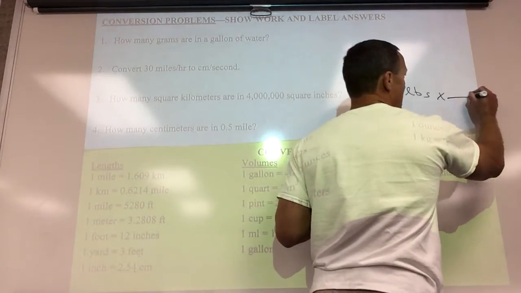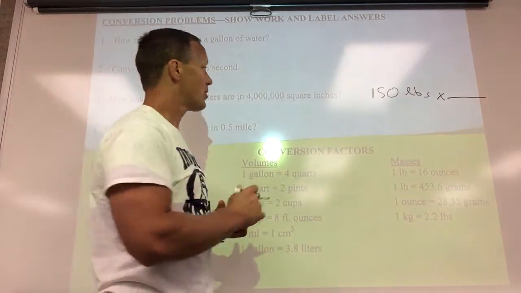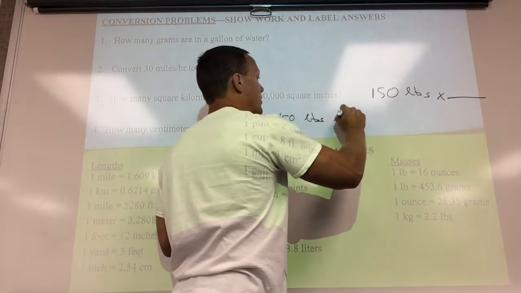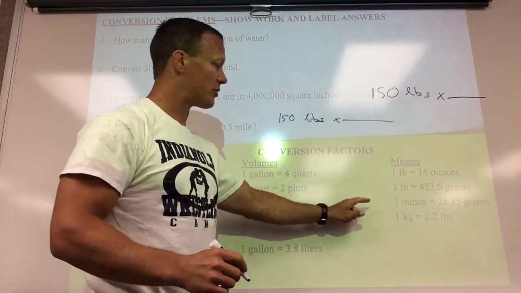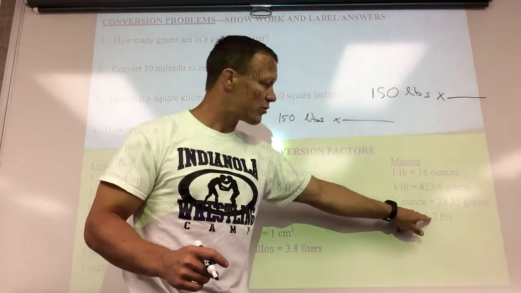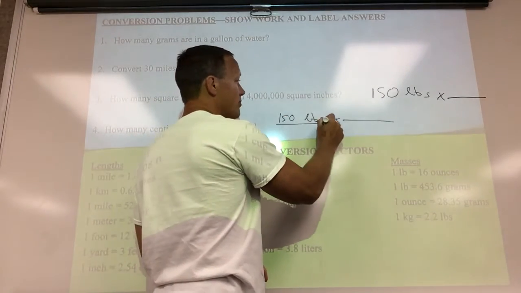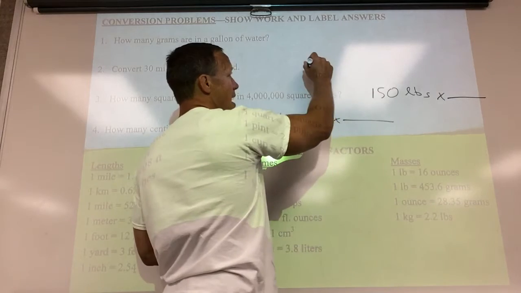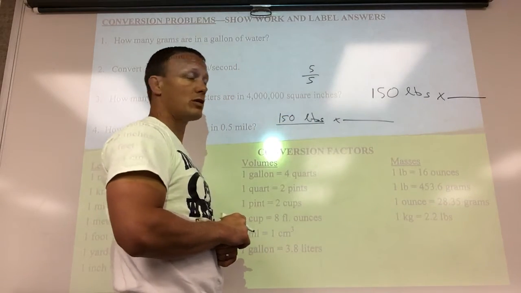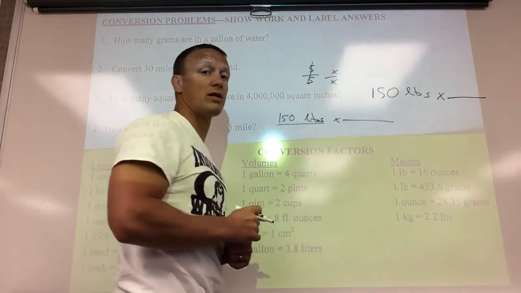So I'm going to multiply by some conversion factor over here. I'll move this over here, 150 pounds. So I'm going to multiply by this conversion factor. And obviously I want to know how many kilograms that would be. So 1 kilogram is 2.2 pounds. Now, my labels are going to make sure they cancel. Just like in math, 5 over 5 becomes 1, they cancel out. The 5 and the 5 cancel. Or x divided by x becomes 1 and they cancel.